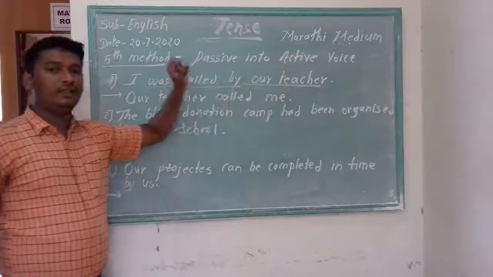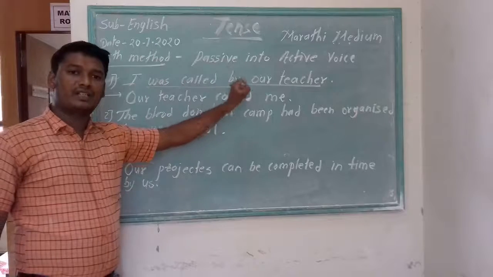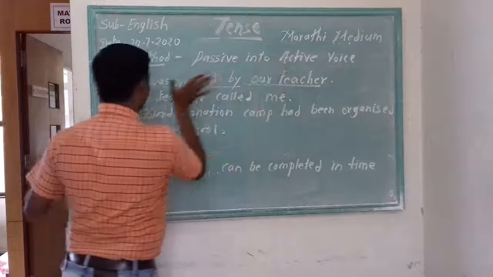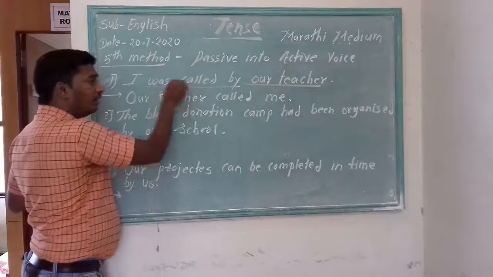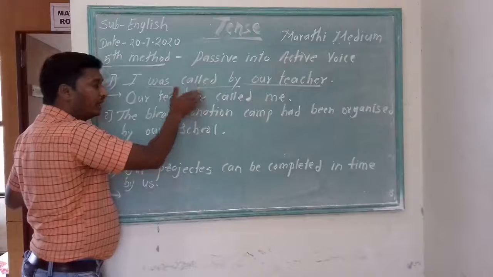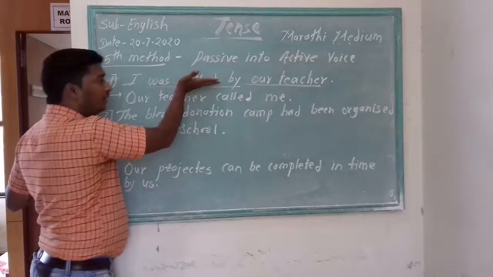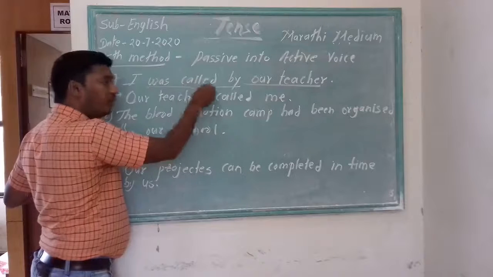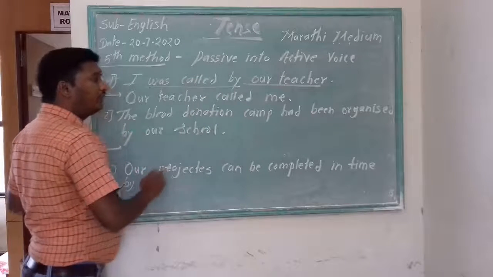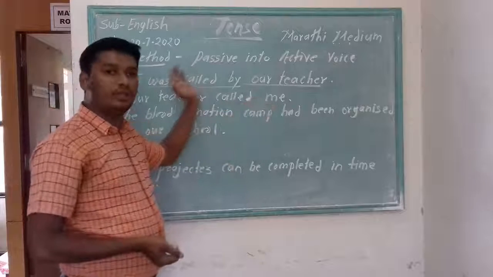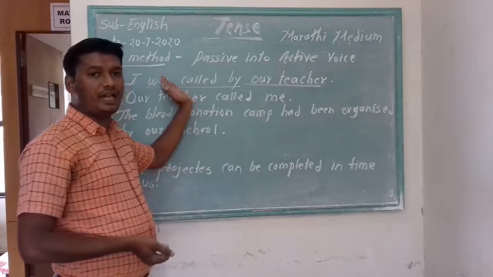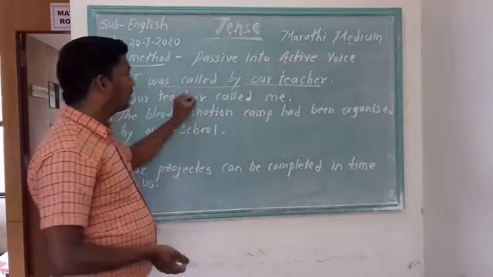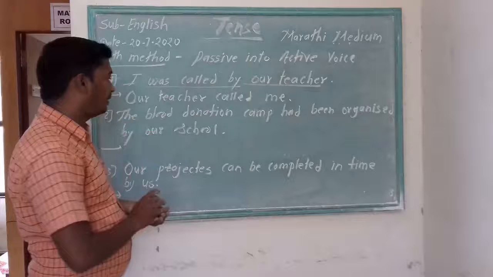Once again I tell you, we recognize its tense as simple past. Take the object at the place of subject, our teacher. Then remove was and were as it is simple past. Then take the past form of the verb, called, and remove by. Then take the subject of the given sentence. The subject is I, convert it into objective case, I into me. Our teacher called me. It is active voice.